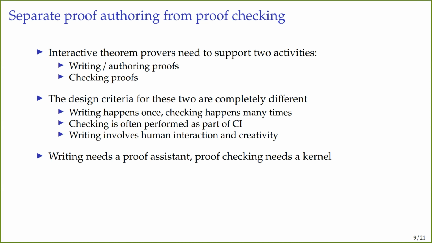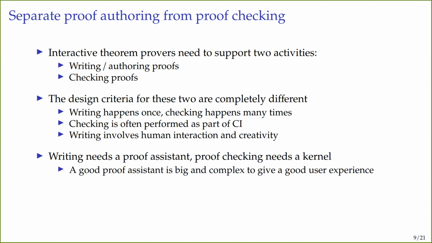So writing really needs a proof assistant, but proof checking needs a kernel. And these are at odds. A good proof assistant is big and complex because the user experience is driven by those human-computer interaction things, they're driven by features, and features take up space in the code.